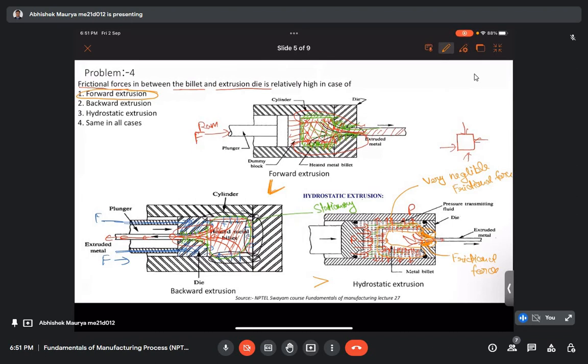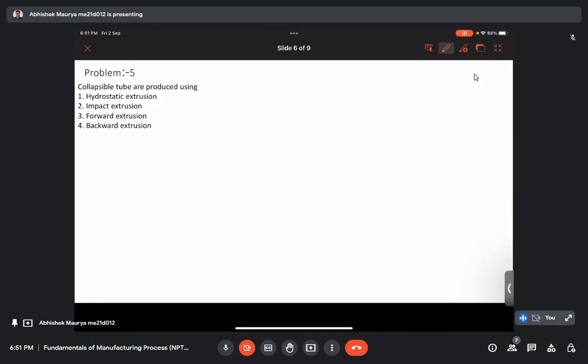So if it is clear to everyone, then we can move to the next question, or I will wait if any of you have doubts. Okay, it's clear to everyone, so let's quickly move to the next problem. Please try to solve it by yourself. Meanwhile, I will create the poll. You can give your responses there, and after that we will discuss it together.